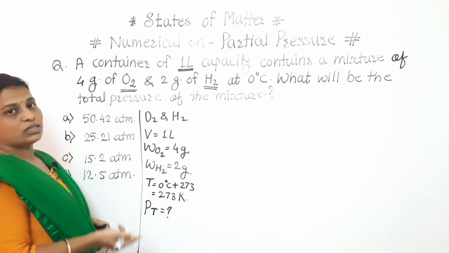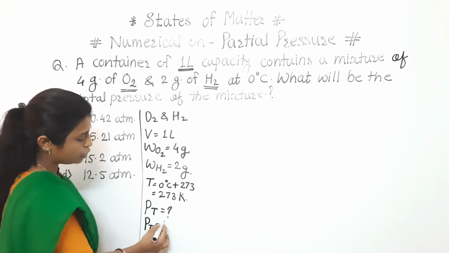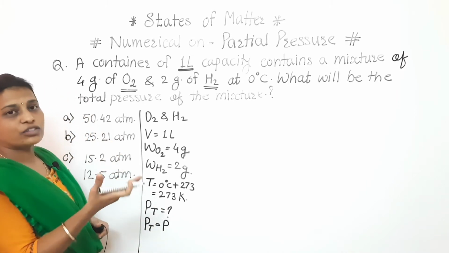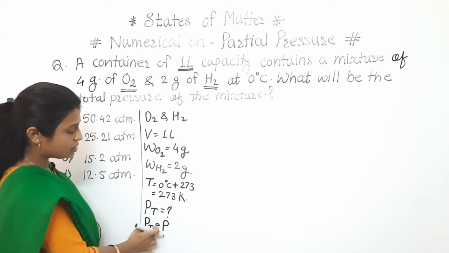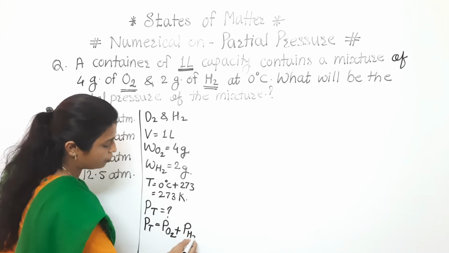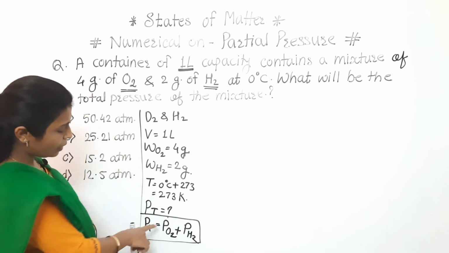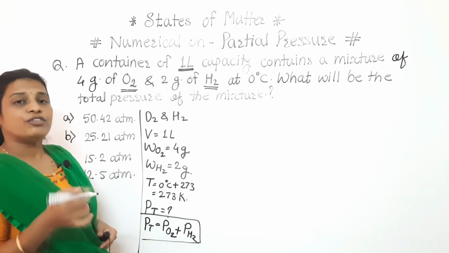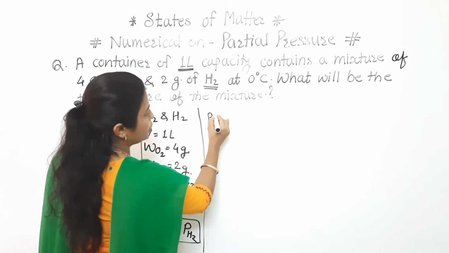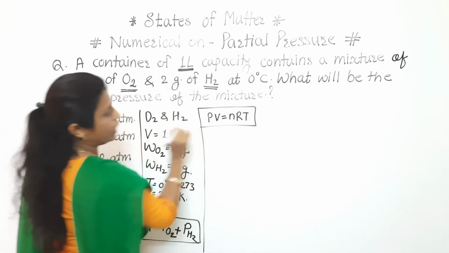Before going towards that, to find out total pressure, what is the formula? Total pressure is equal to the sum of the partial pressures of the gases. Which gases are there? Oxygen and hydrogen. So total pressure is the sum of the partial pressure of oxygen and the partial pressure of hydrogen. Finally we have to use this formula, but before that we have to use another formula. Which one? Now see. PV is equal to nRT. This is the ideal gas equation.